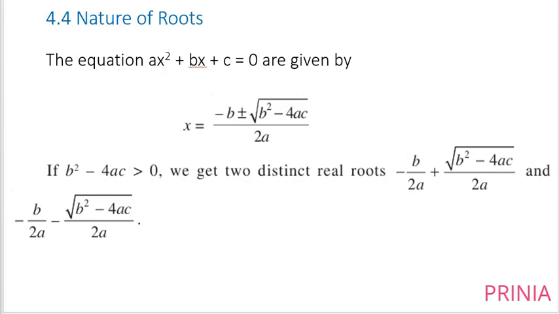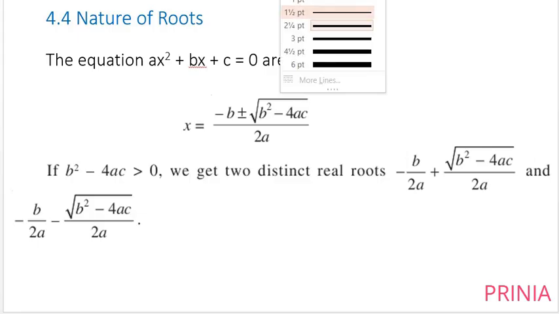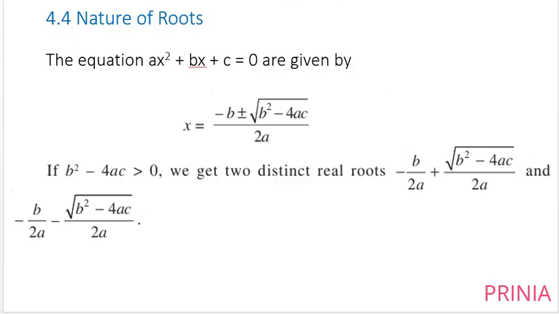Hello students, today we are going to see chapter number 10 of the 10th standard, that is quadratic equation. We'll see the nature of the roots for the quadratic equation. We know that the quadratic equation is in the form ax square plus bx plus c equal to 0.